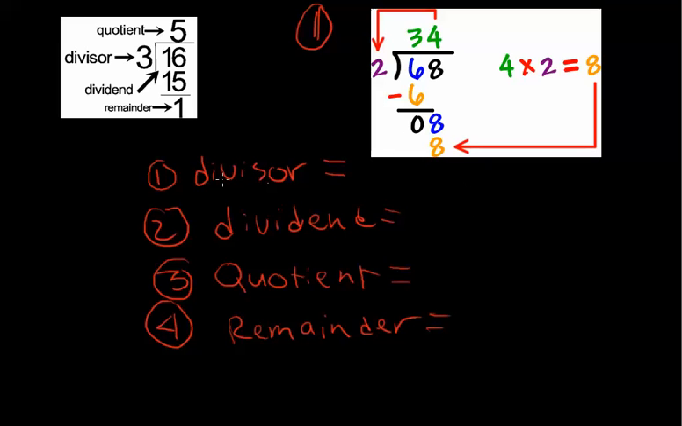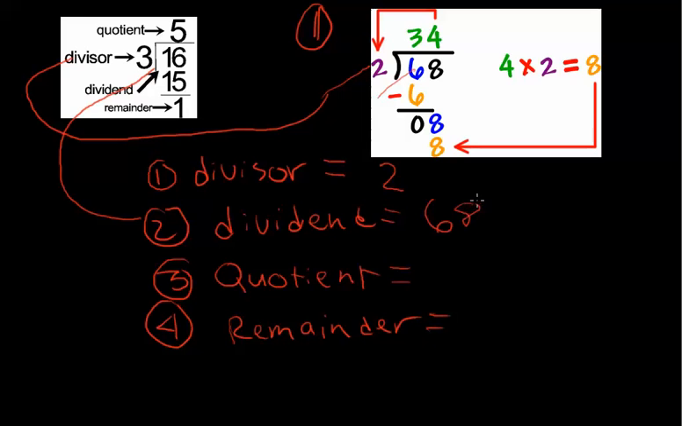Okay, so let's look at the divisor. The divisor is the number that we're going to divide into the number inside of the box called the dividend. So in this case, the divisor is 2. Everybody get that? See, there's the 2 right there, and the divisor is right there. Next we're going to look at the dividend. The dividend, if you look over here, is the number inside the box. So the number that's inside the box is 68. So put 68 here for an answer.